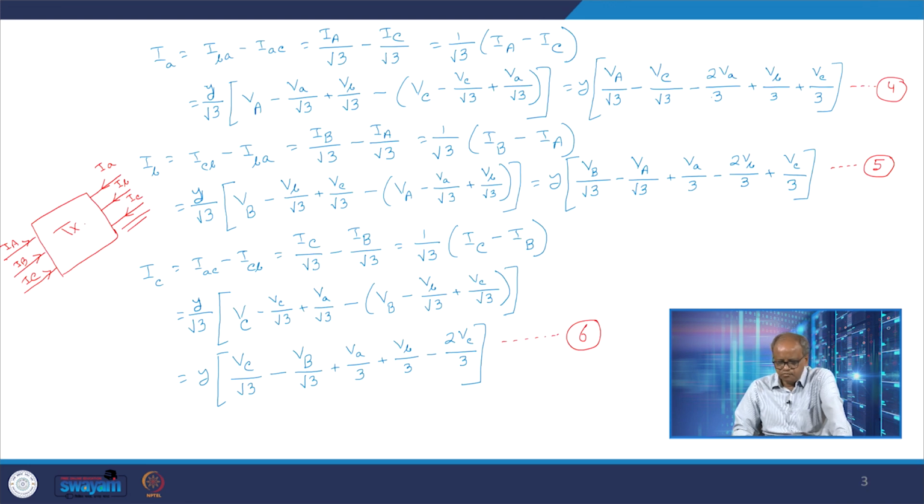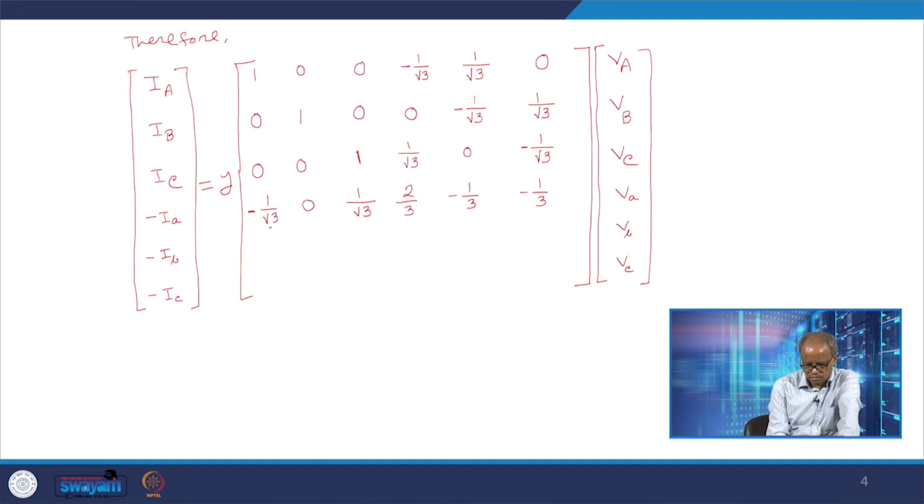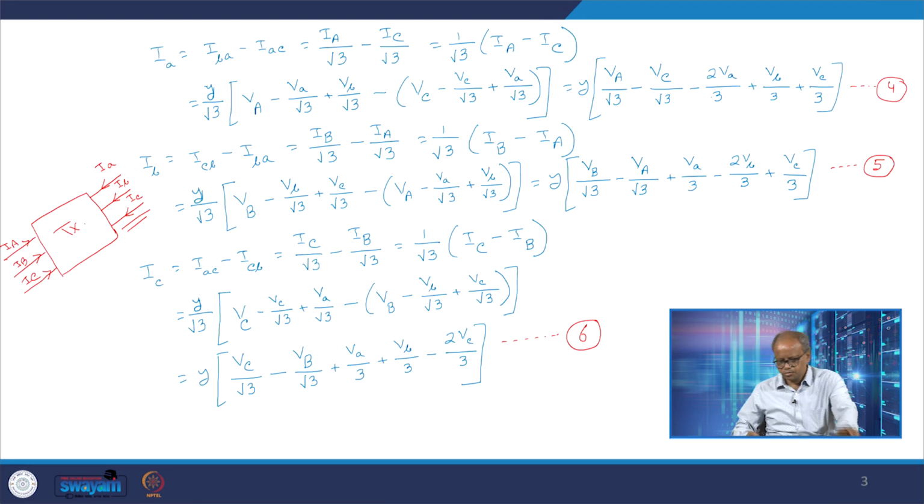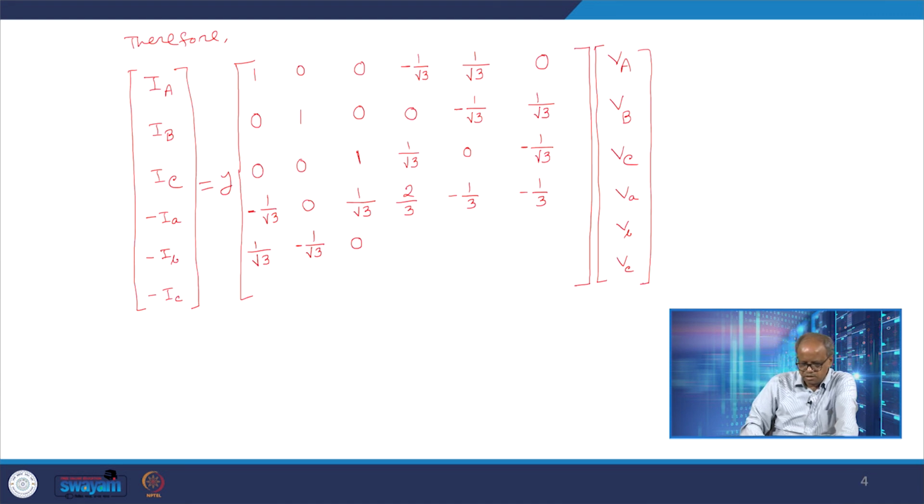Minus IB would be VA minus VB. So it is VA, so 1 by root 3 minus V capital B 0 0, and then it would be minus 1 by 3 plus 2 by 3 minus 1 by 3. So it is minus 1 by 3, plus 2 by 3, minus 1 by 3, right?